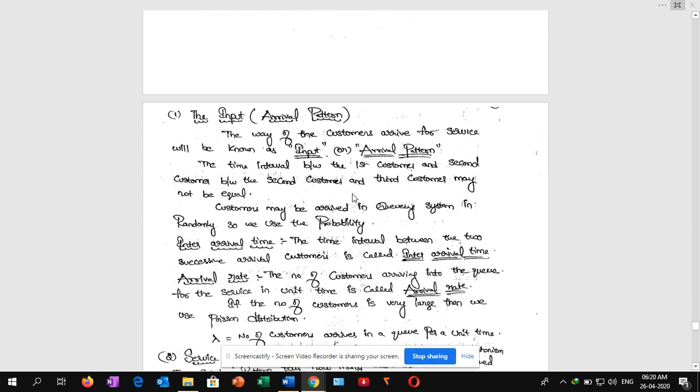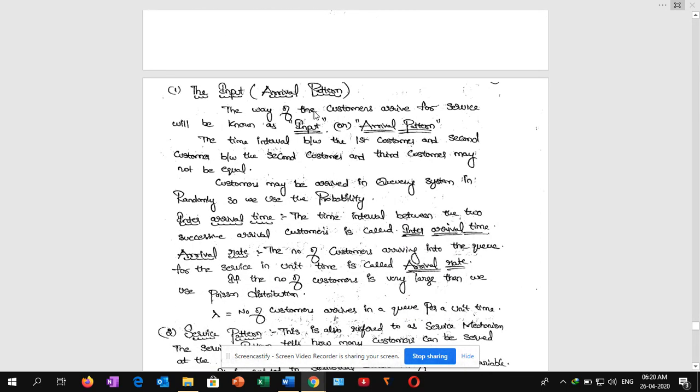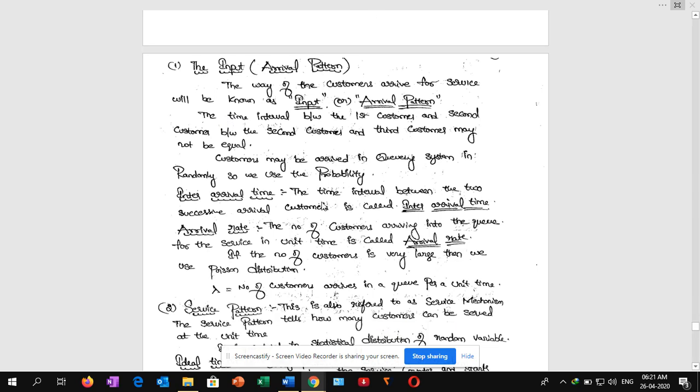Number one, the input. Input means the way the customers arrive for service, known as input or arrival pattern. This is the important definition of input. The time interval between the first customer and the second customer, and the second customer and the third customer, may not be equal. It may change. The time interval between two successive arriving customers is called inter-arrival time.